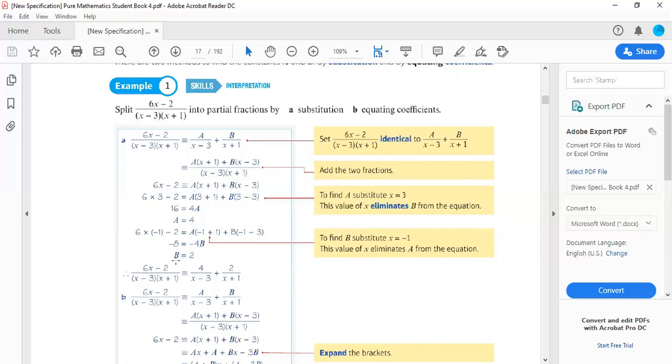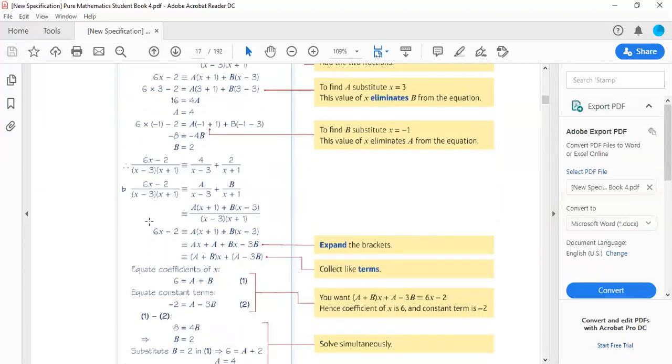Same maths, now we find it by another method, equating coefficients. Similar up to this line: 6x minus 2 equals a times x plus 1 plus b multiplied by x minus 3. This line is the same up to here. So now using the equating coefficient method, at first we simplify: a multiplied by x is ax, and a multiplied by 1 is a, plus b multiplied by x is bx, plus minus b multiplied by 3 is 3b. Now taking x common, a plus b into x plus the constant term a minus 3b.